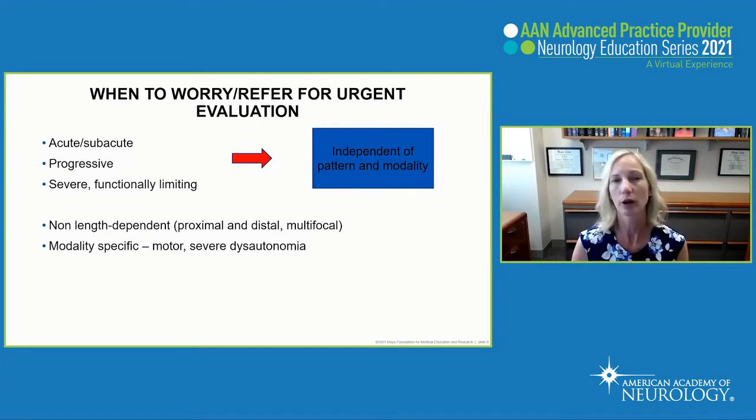Maybe they have proximal and distal involvement of the nerves, or it's really multifocal and patchy, or those that are really motor predominant or have severe autonomic dysfunction. Those can be signs of more worrisome types of neuropathy, or potentially treatable, that we don't want to miss, and we want to get on that evaluation quickly.